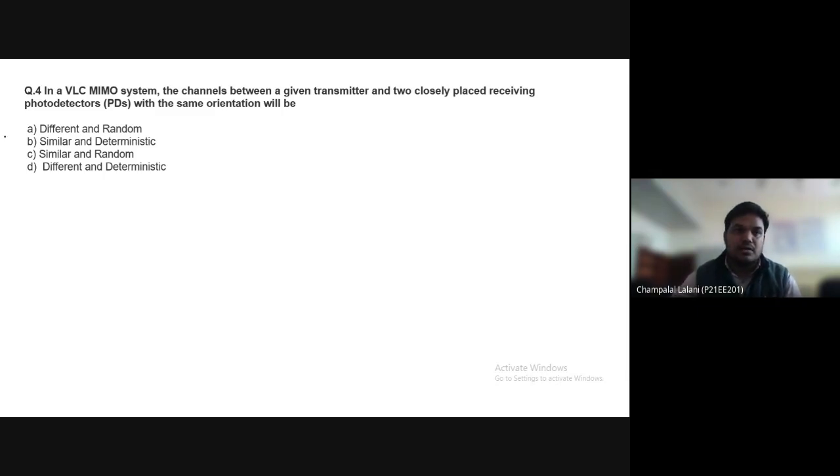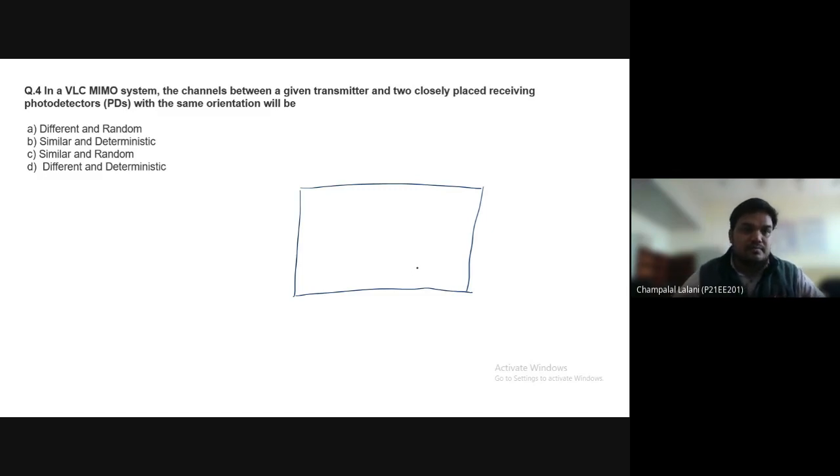Let's first figure out will that be a random signal or a deterministic type of signal? Does anyone want to answer this? In the second part, we have only two options, random or deterministic. Someone is answering B, someone is answering D. Let's assume a transmitter here, TX, and two closely placed receivers. It is an indoor channel.